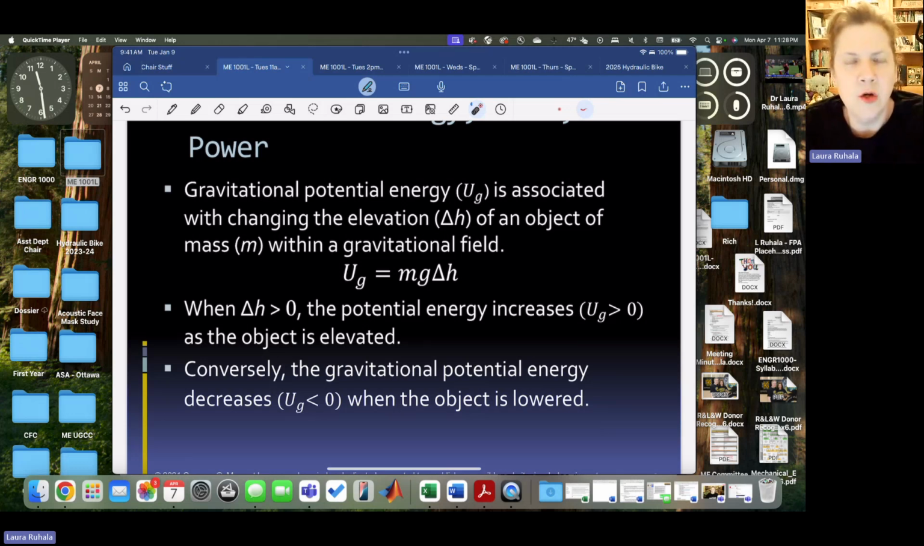If your height change, delta h, is greater than 0, the potential energy increases as the object is being elevated. And conversely, the potential energy decreases if the object is being lowered.